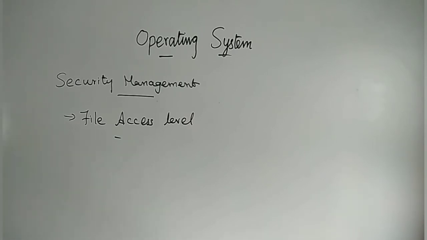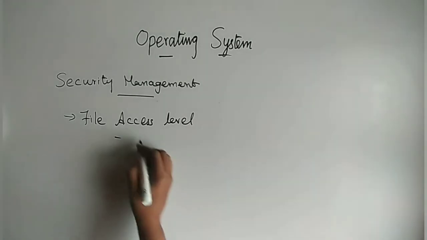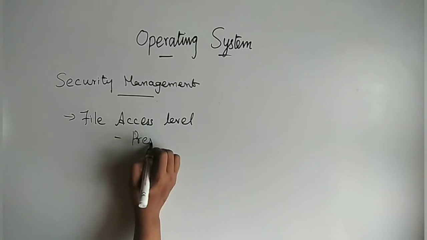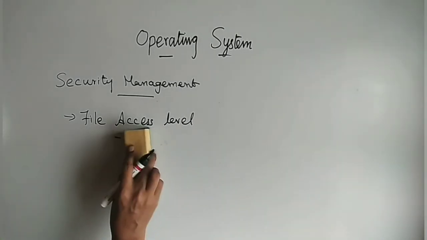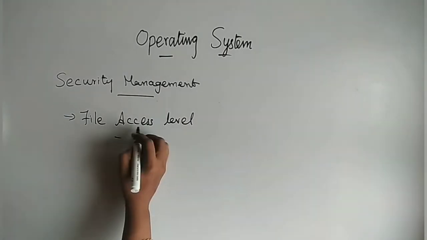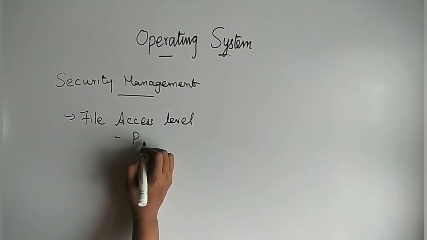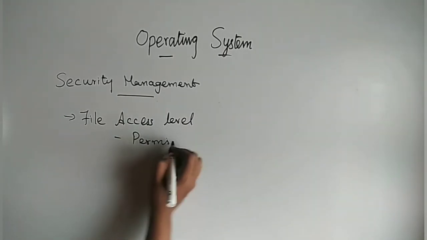So to open a file created by a user, some security is given. That is, some password can be set, or some permissions can be given. So that you will be having under file access level. So what is file access level? Here the permissions can be given.